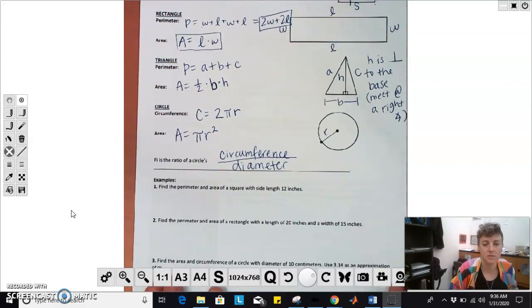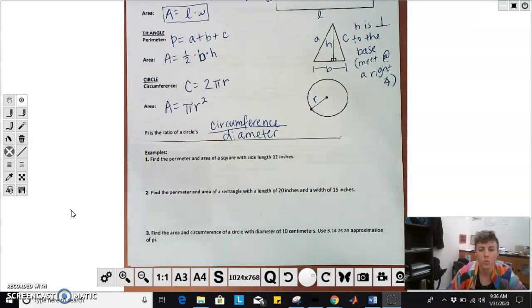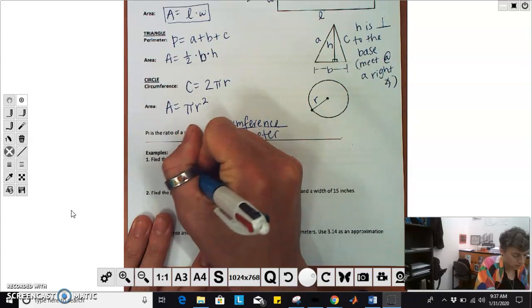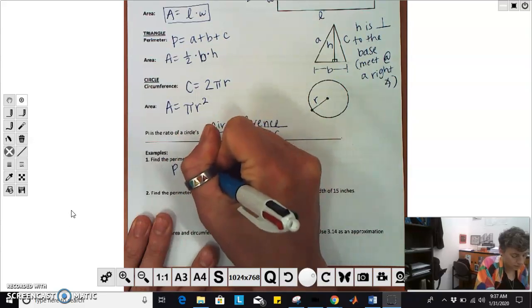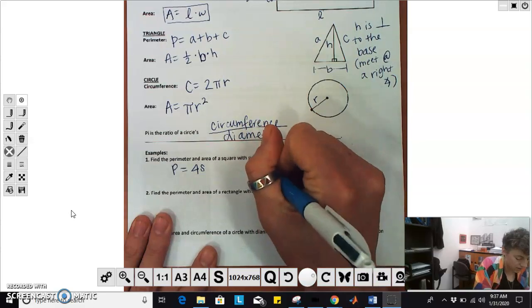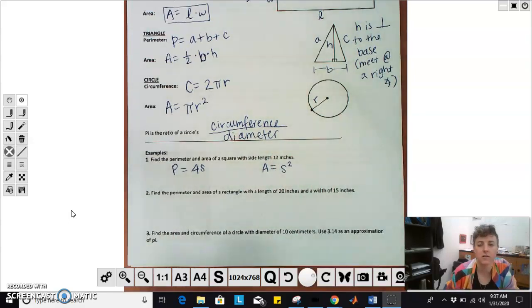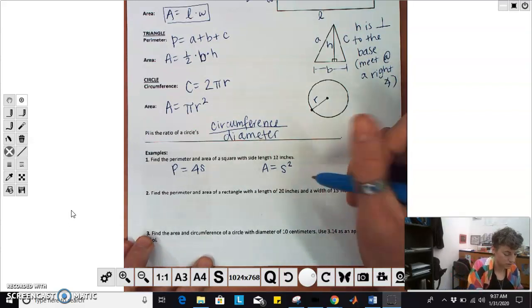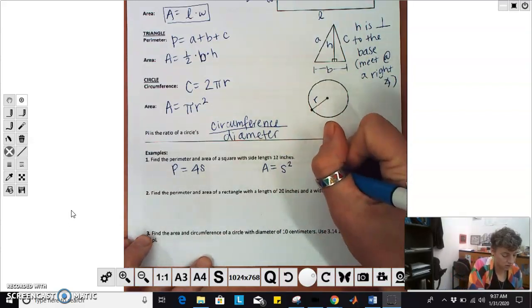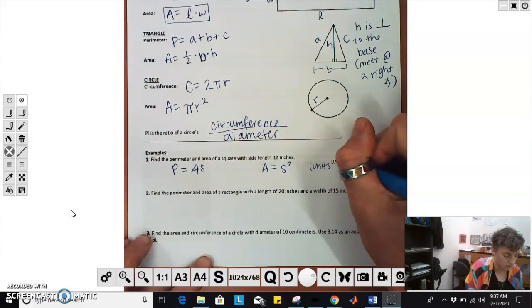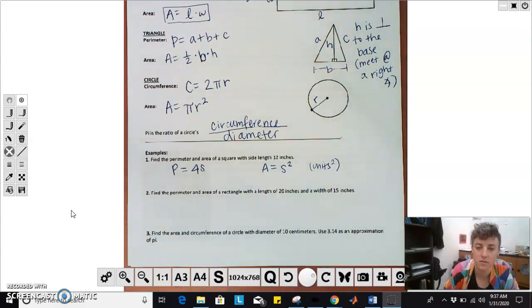All right, let's do some examples. Find the perimeter and area of a square with side length 12 inches. We said the perimeter of a square was 4 times its side length, 4s. We said area of a square was the side length squared. So I'm going to set those up, and you're going to knock them down. Make sure for area, our units are squared. Okay, so you're going to plug in 12 to both of those. Tell me what you get.